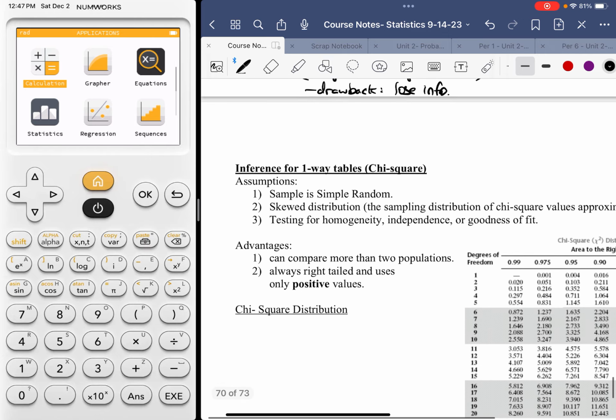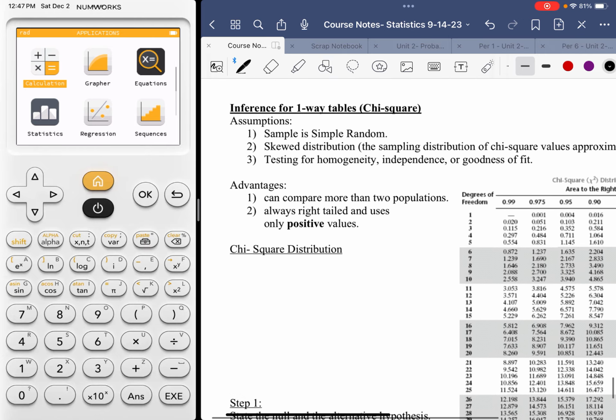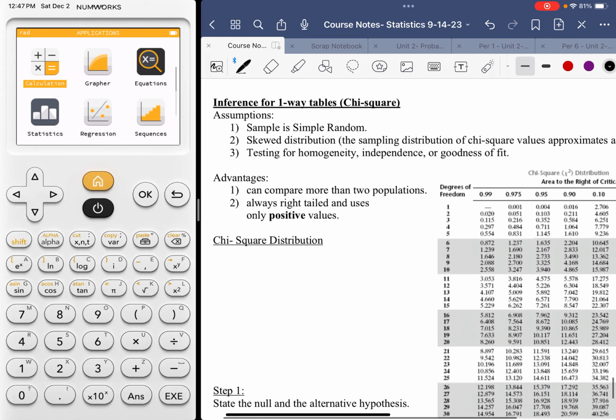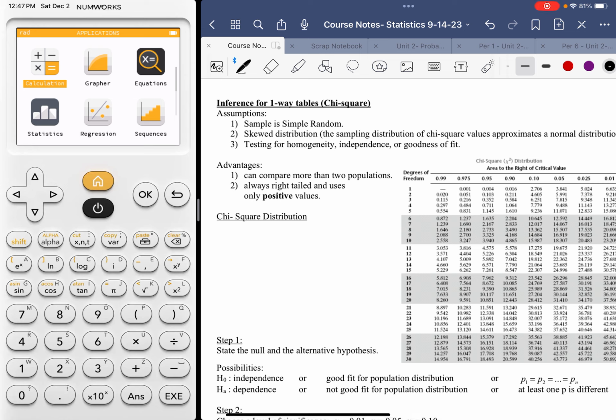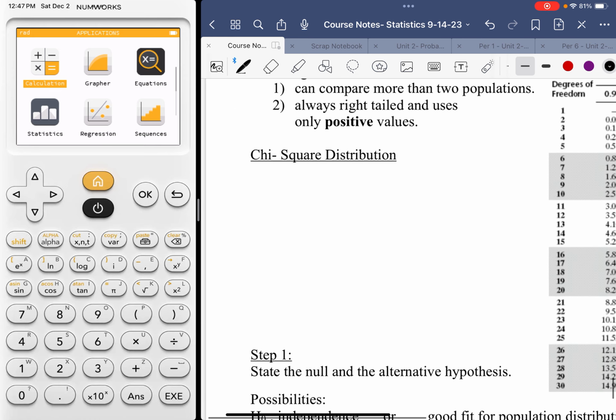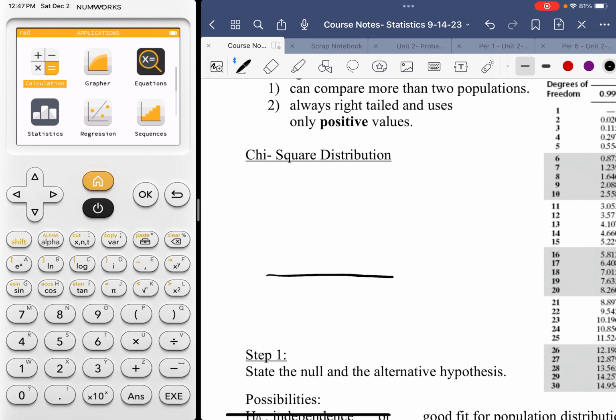Right. So we'll start off with a hypothesis test related to one-way tables. I have this chi-square distribution table. I'll get back to that in a couple minutes, but for now we're just going to kind of leave that be. The chi-square distribution is a skewed distribution.